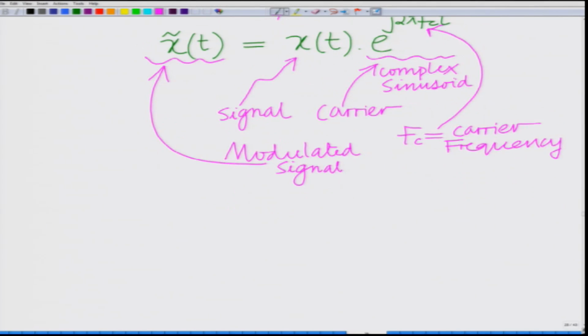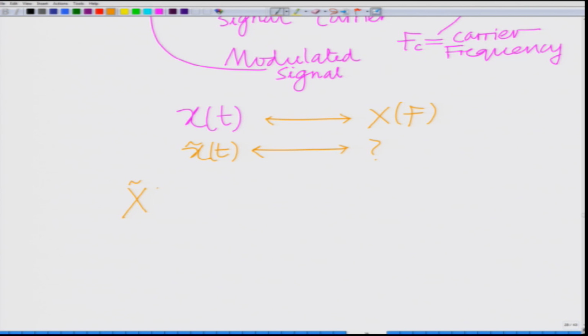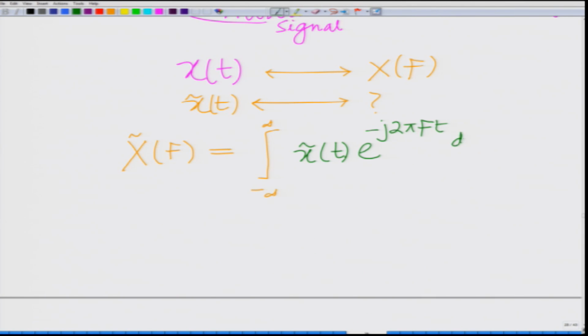Now, what happens to the Fourier transform under modulation? Consider a signal x t which has the Fourier transform X f. What is the Fourier transform of the modulated signal x tilde t? Well, x tilde f equals the integral from minus infinity to infinity of x tilde t e to the power of minus j 2 pi f t dt.